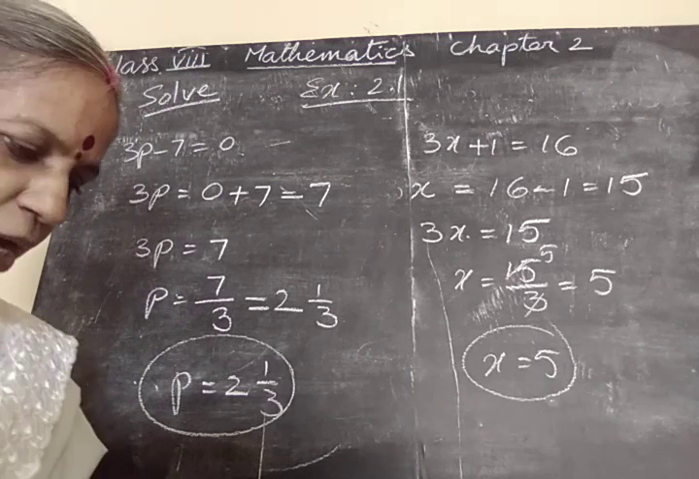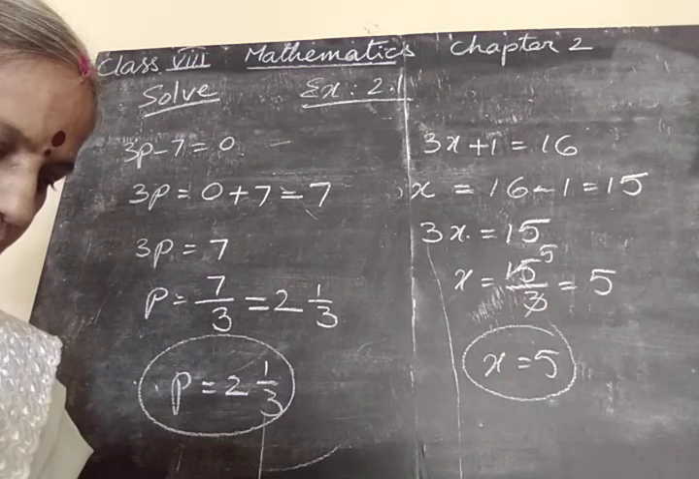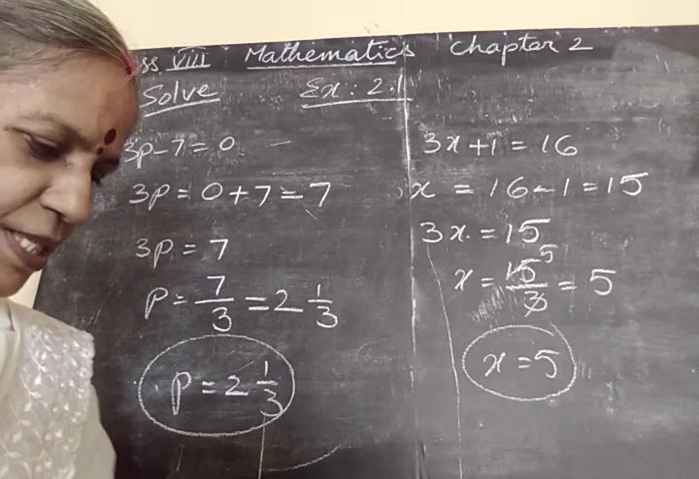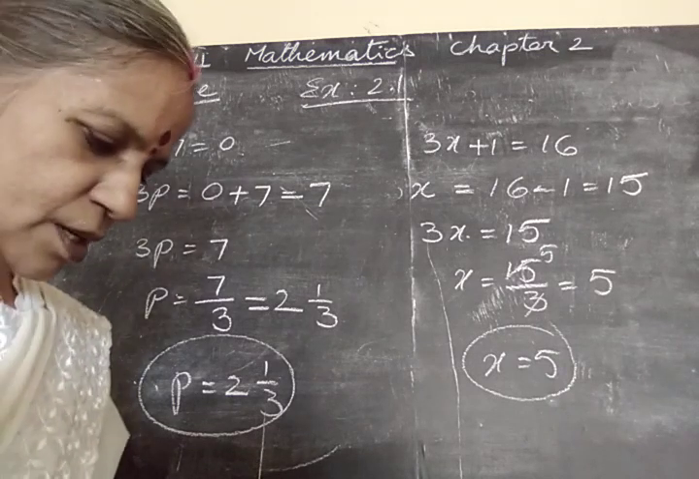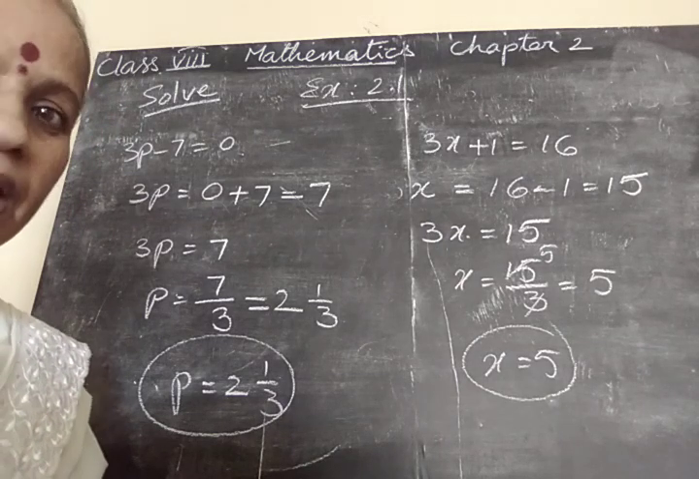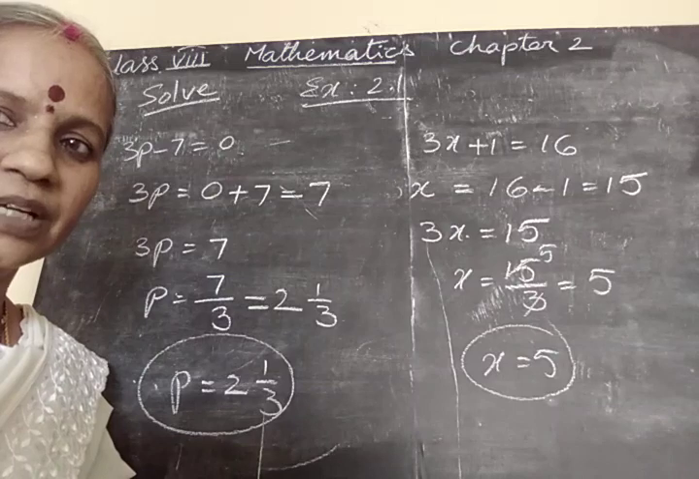Like that, you have to try to do all the remaining sums. Okay, children? This is your today's homework. Exercise 2.1, question 1 onwards, as many as possible. There are 16 questions. Out of 16, how many can you do? As many as possible you have to do as today's homework. Okay, children?